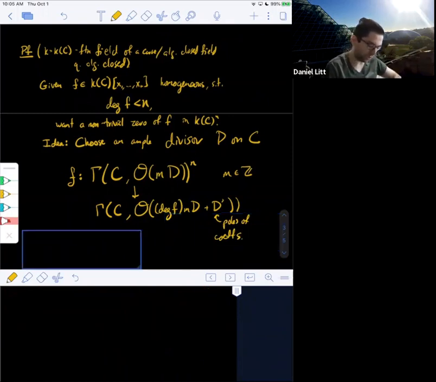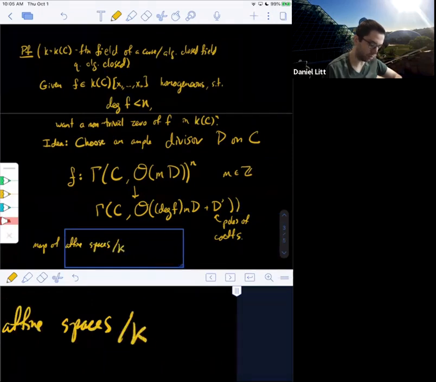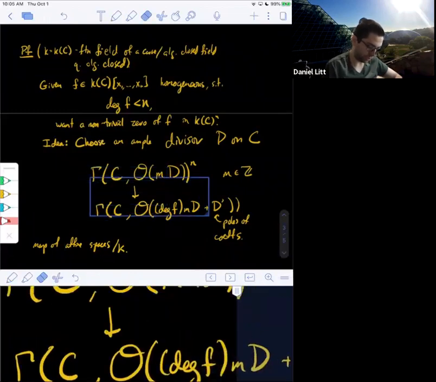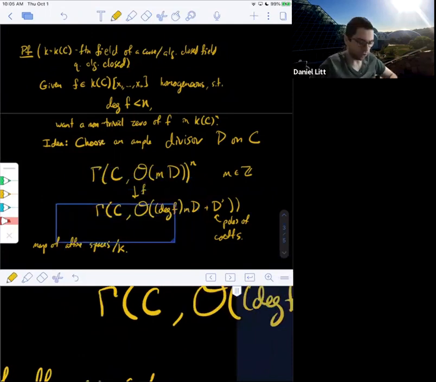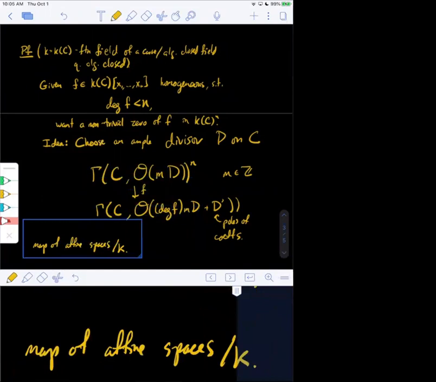This is a map of affine spaces, not over K of C, but over K. So does everyone understand how I'm thinking of f as a map like this? Maybe let me move the notation f next to the arrow to give myself a bit more room. Does anyone have any questions about how I'm thinking of this polynomial f as a map between these two affine spaces? Can you repeat that again?